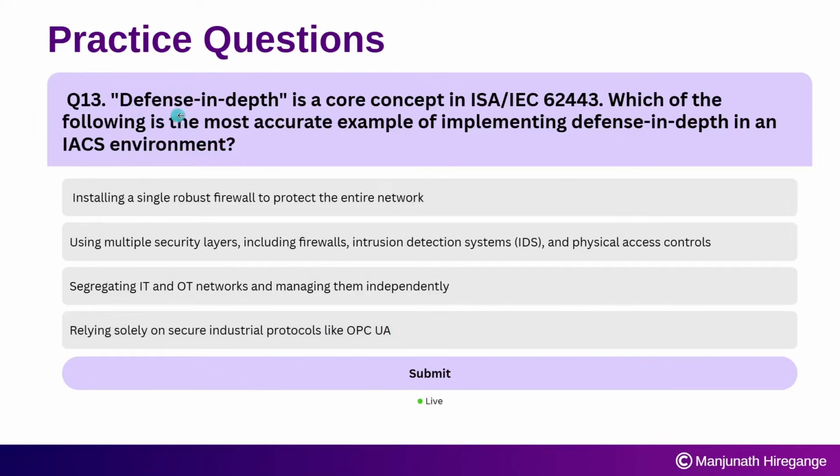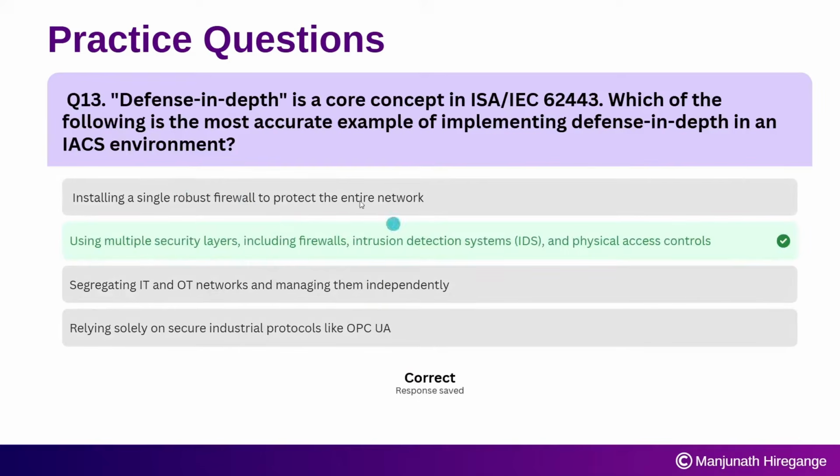So here the highlighted word is defense in depth. So just think over it. What is defense in depth? So the right answer is multiple security layers. Defense in depth is a strategy that implements multiple layers of security controls. The idea is that if one layer of defense fails, at least additional layers are in place to mitigate the further impact or consequence. So your option B is correct.